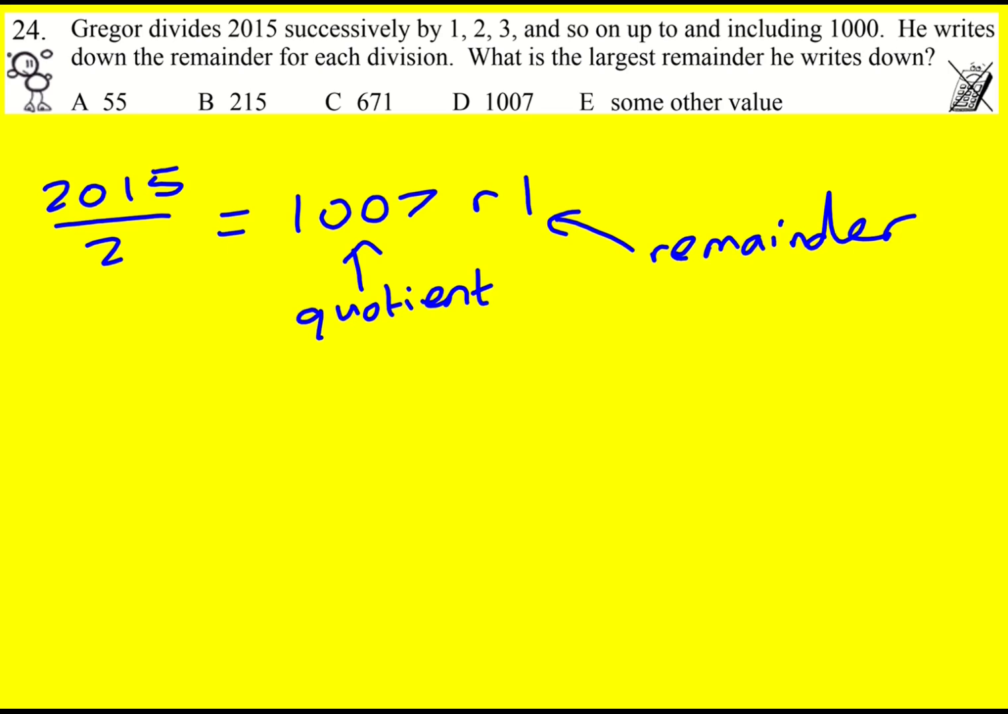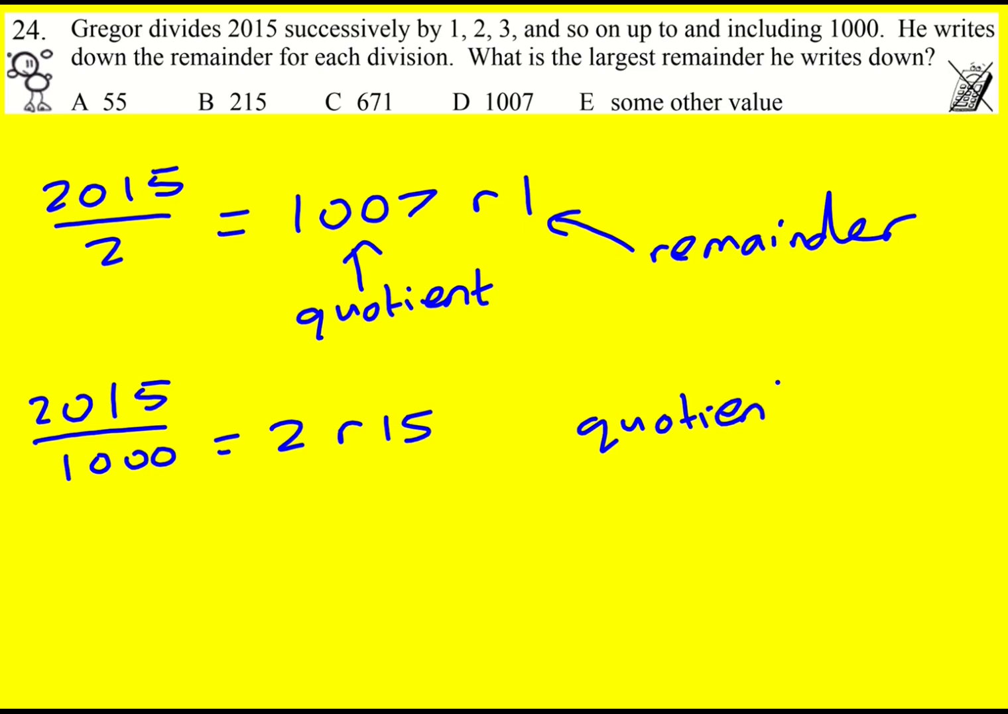Now, the largest thing that we could divide by would be 1,000. And that would give me 2, remainder 15. The reason I write that is that the quotient is going to have to be greater than or equal to 2. So essentially, whatever I divide by, I'm going to get a quotient of at least 2. So let's go with the thing that's going to leave the largest remainder. Well, it's going to be when the quotient is as small as possible.